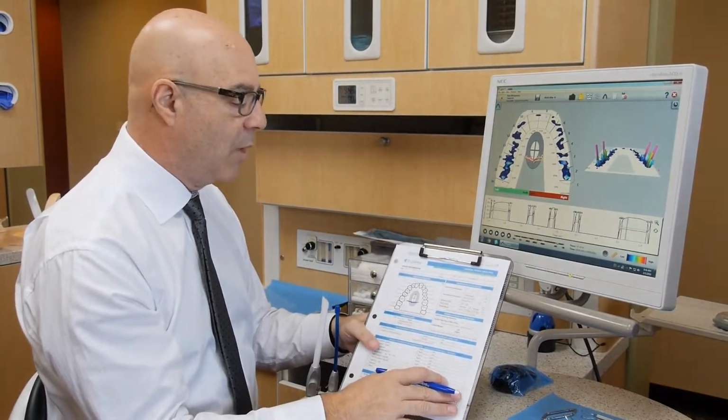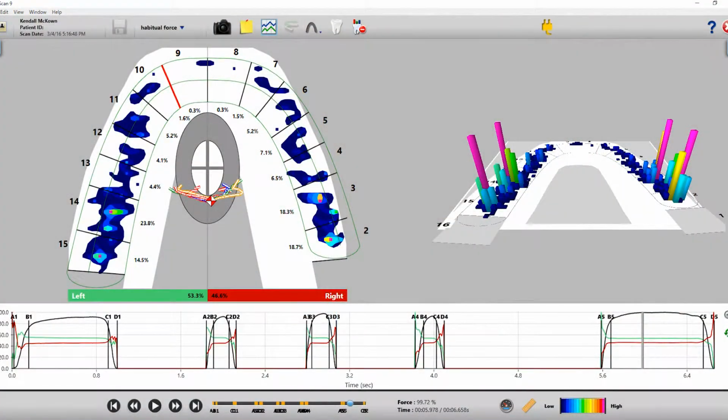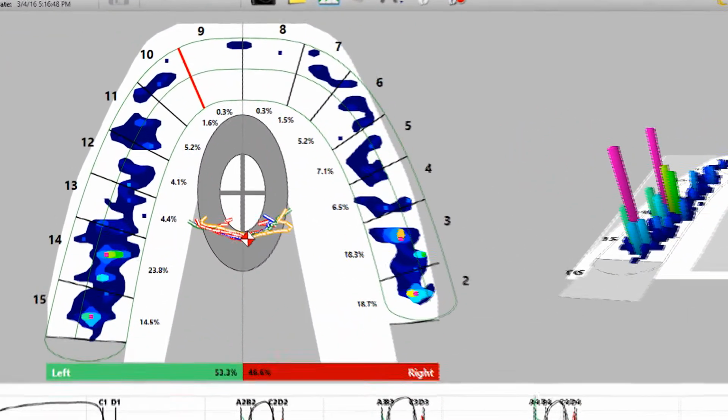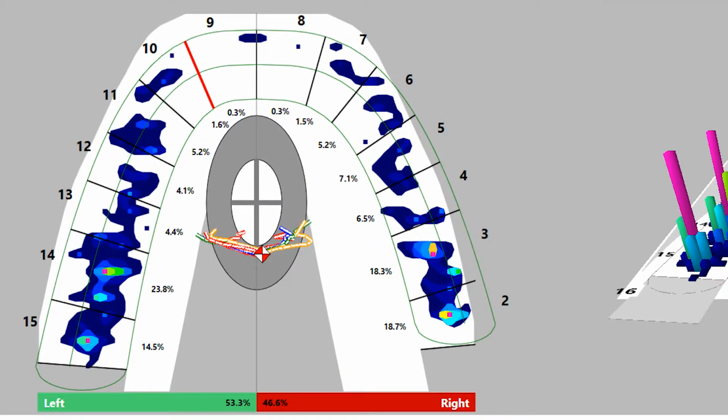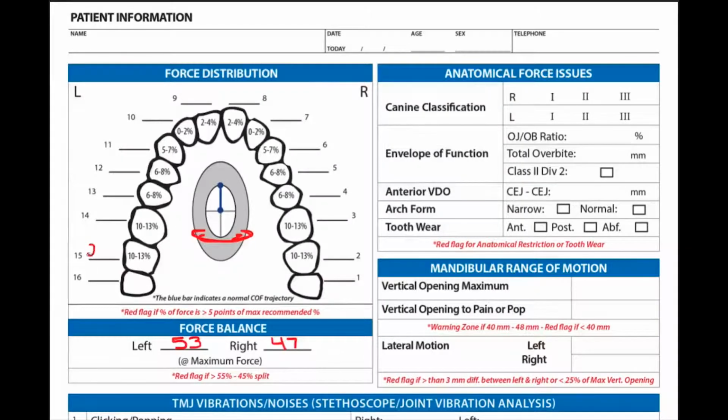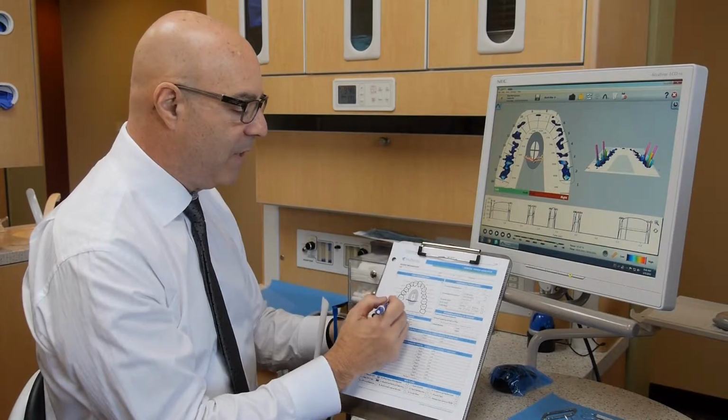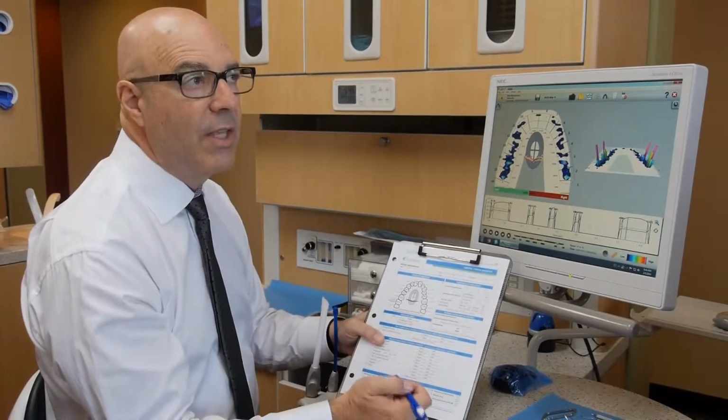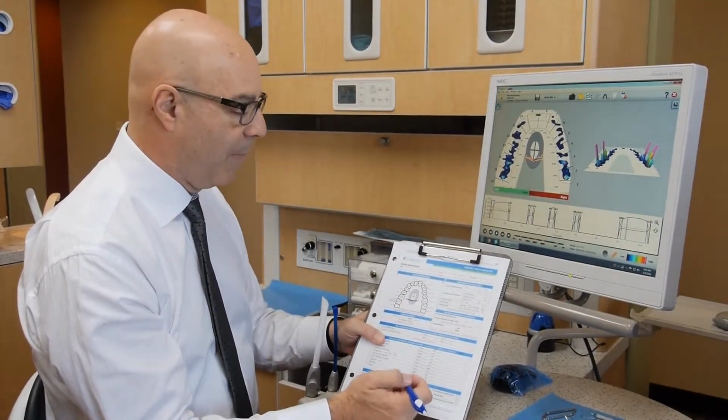As we look around our patient's arch here, we're in the molar areas, we're looking at 10 to 13%, and we'll see that tooth number 15 is 14.5, which is very close to normal, but tooth number 14 is 23.8%. We're going to actually put that down here as 23.8% or 24%, knowing that that is definitely more than 5% higher than 13% on that patient.